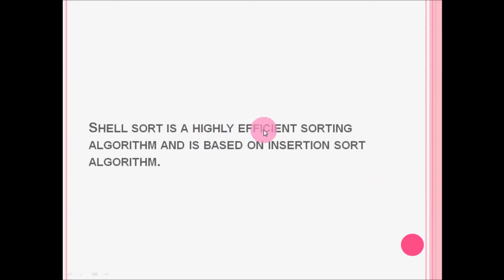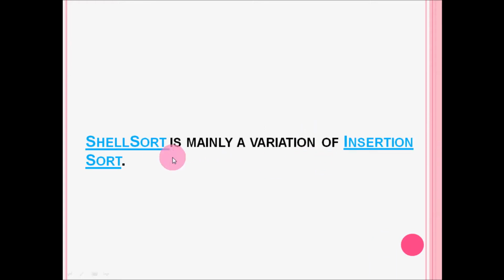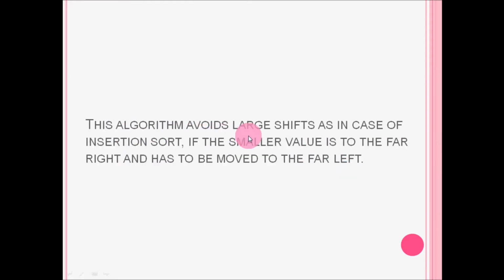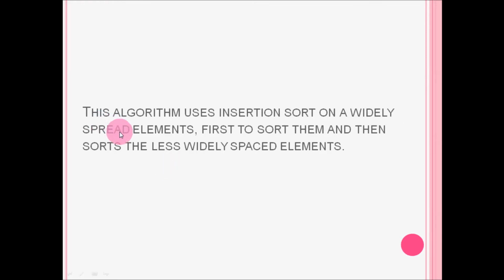Shell sort is a highly efficient sorting algorithm and it is based on the insertion sort algorithm. Shell sort is mainly a variation of insertion sort. This algorithm avoids large shifts, as in the case of insertion sort, where a smaller value that is too far right has to be moved to the far left. This algorithm uses insertion sort on widely spread elements first to sort them, and then sorts the less widely spaced elements. This spacing is termed the interval or gap.